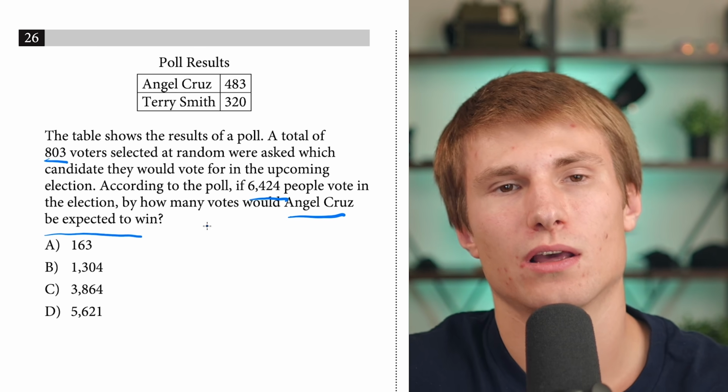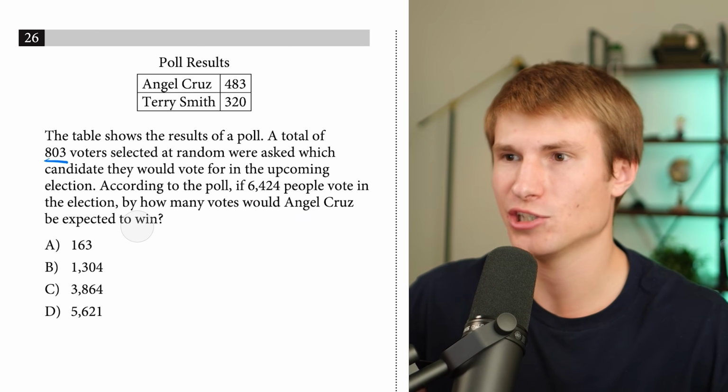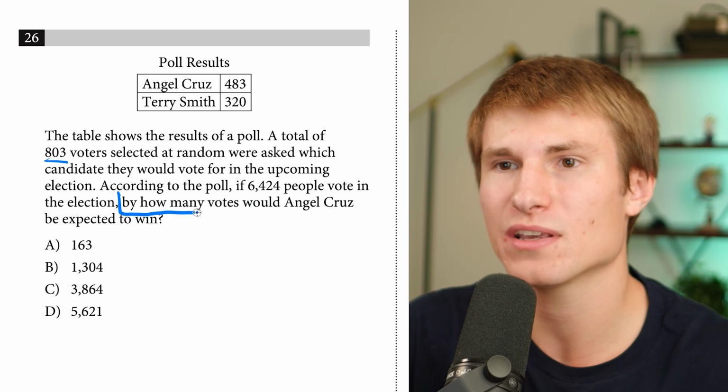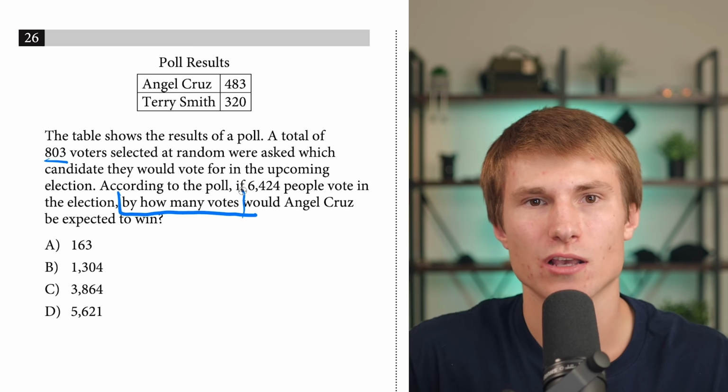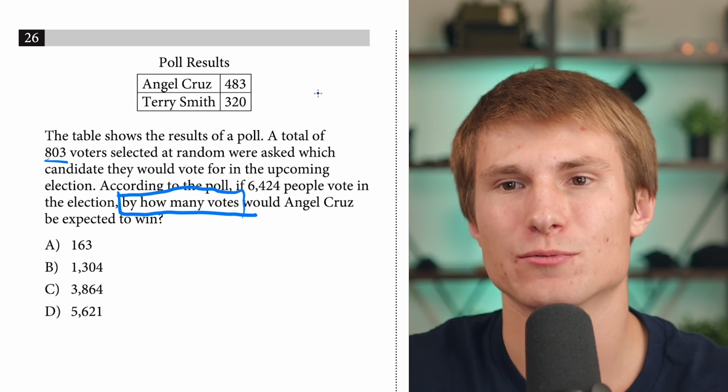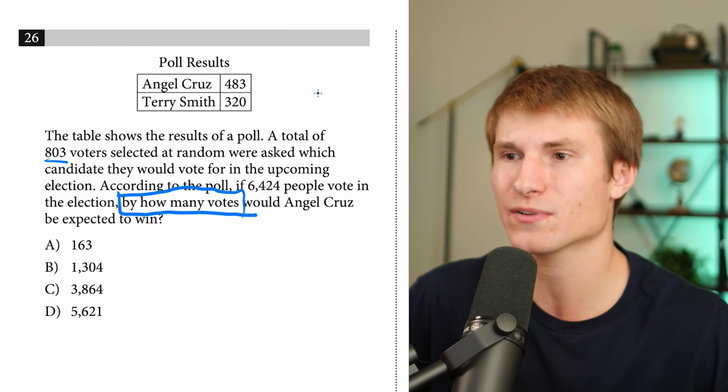The key thing with the SAT math section in general is you need to know what you need to answer with. In this case, it is by how many votes Angel Cruz would be expected to win. So it's not how many votes Angel Cruz would get. It's not how many votes his competitor would get. It's by how many votes he would beat his competitor by. So it's the difference between the two.